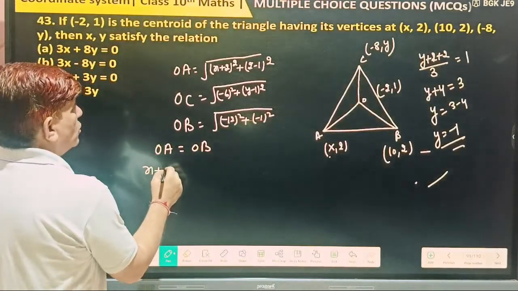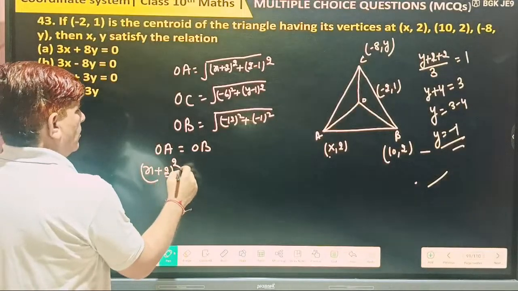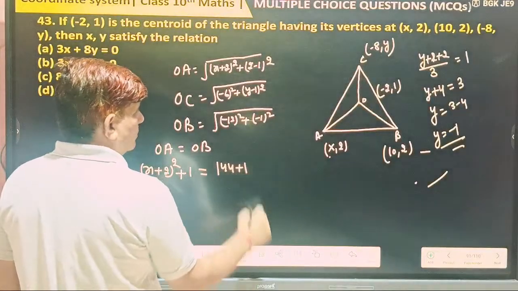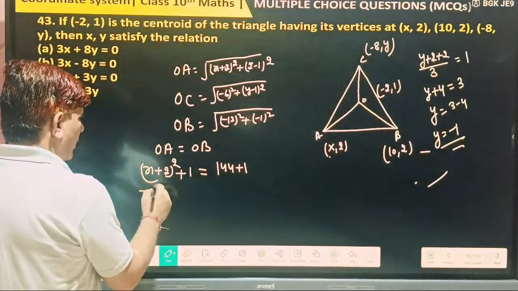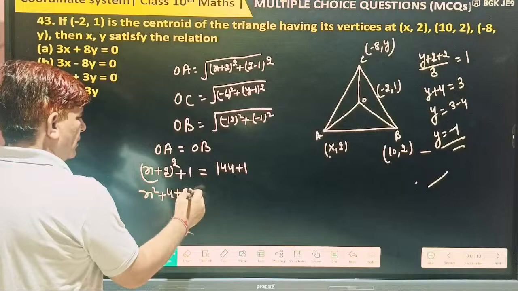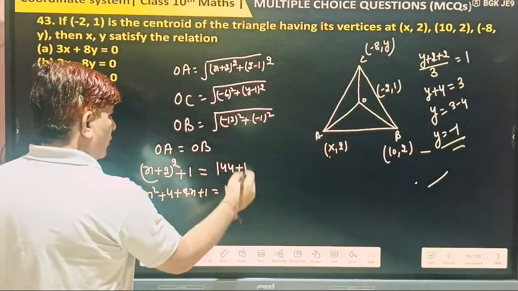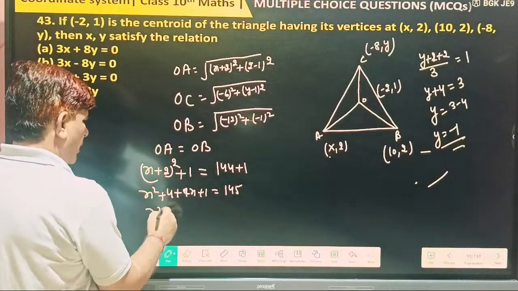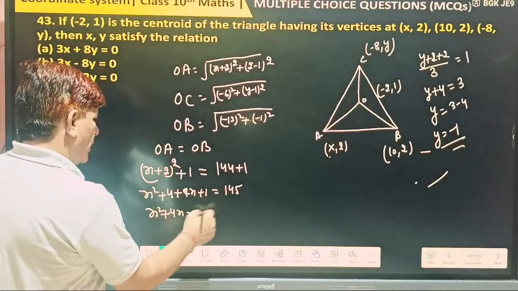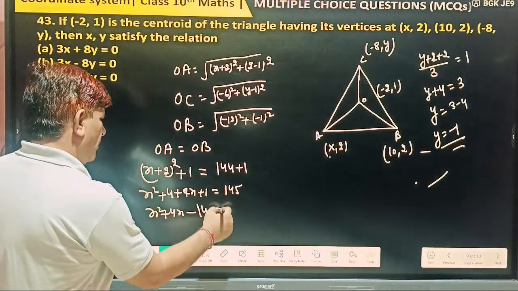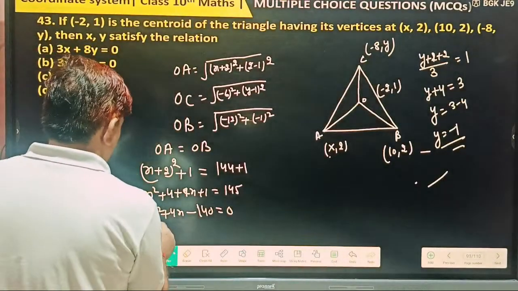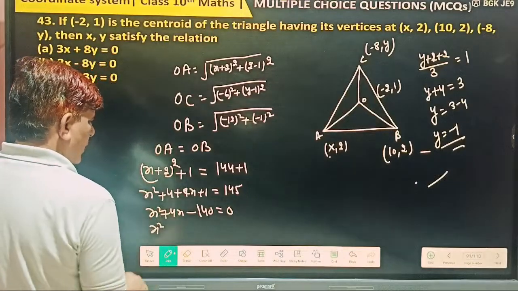So x plus 2 whole square plus 1 is equal to 144 plus 1. So what does it become? x square plus 4 plus 4x plus 1 equal to 145. So x square plus 4x, bringing 140 to this side, is equal to 0. So find out the value of x. How much is the factor of this?